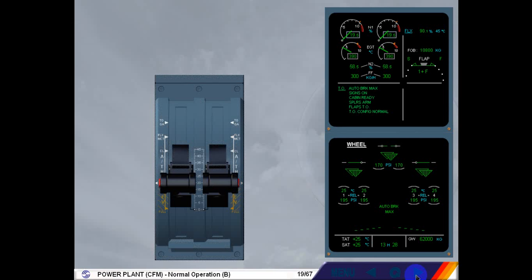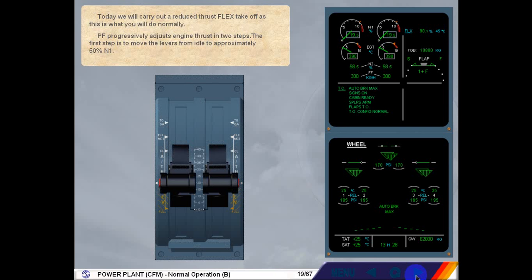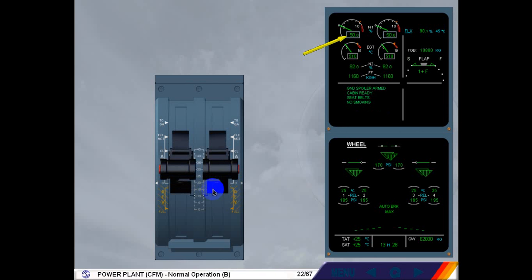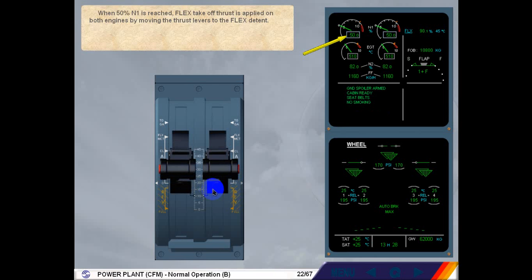Today, we will carry out a reduced thrust flex takeoff, as this is what you will do normally. The pilot flying progressively adjusts engine thrust in 2 steps. The first step is to move the levers from idle to approximately 50% N1. Click on the thrust levers to apply the thrust. When 50% N1 is reached, flex takeoff thrust is applied on both engines by moving the thrust levers to the flex detent. Continue to apply the takeoff power.